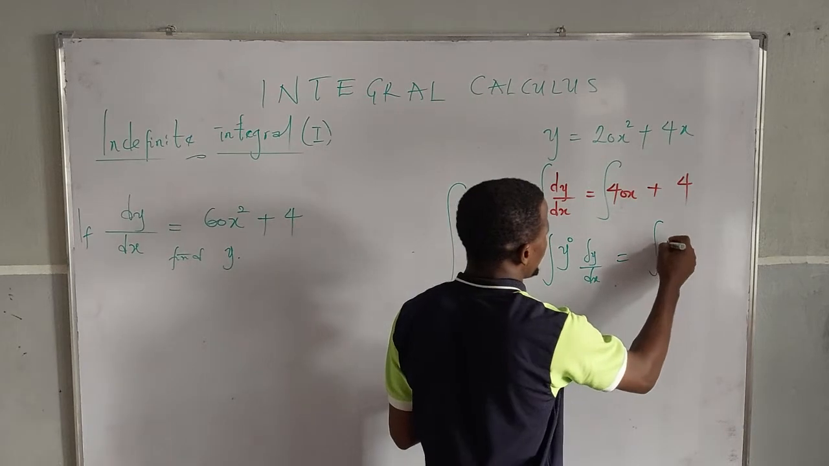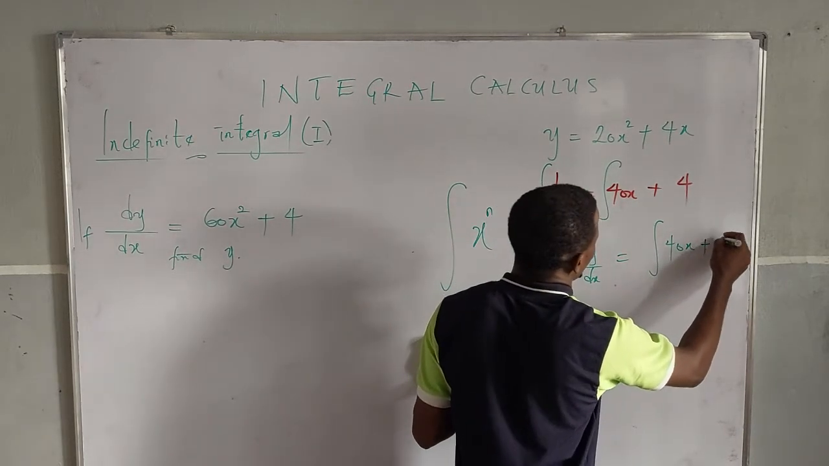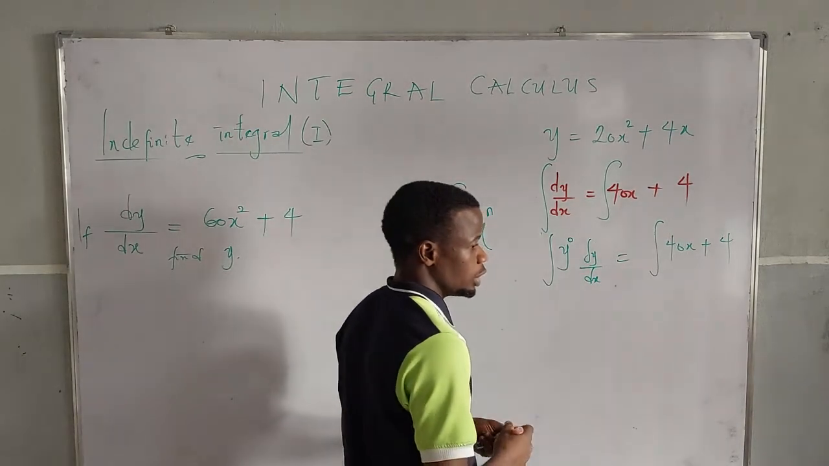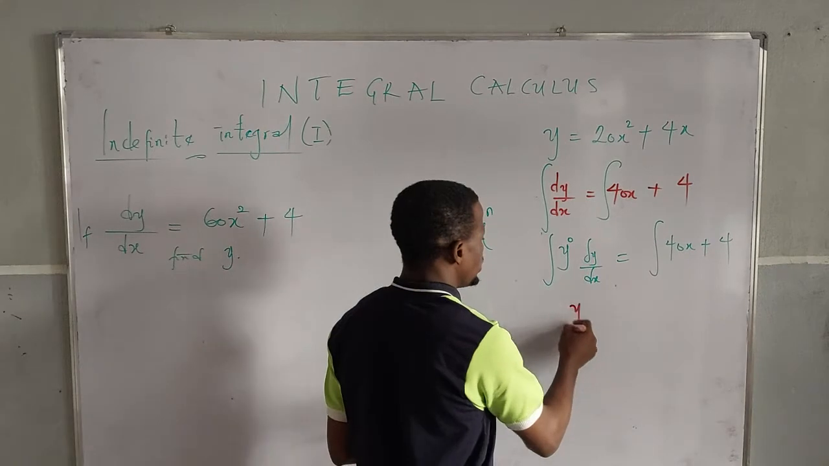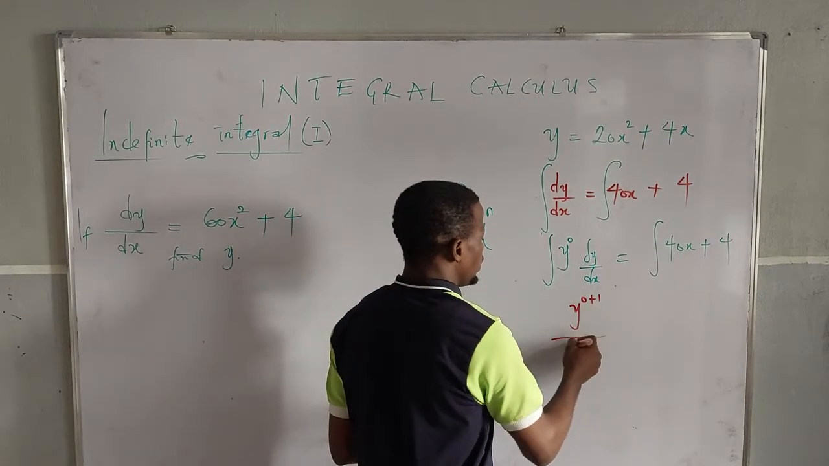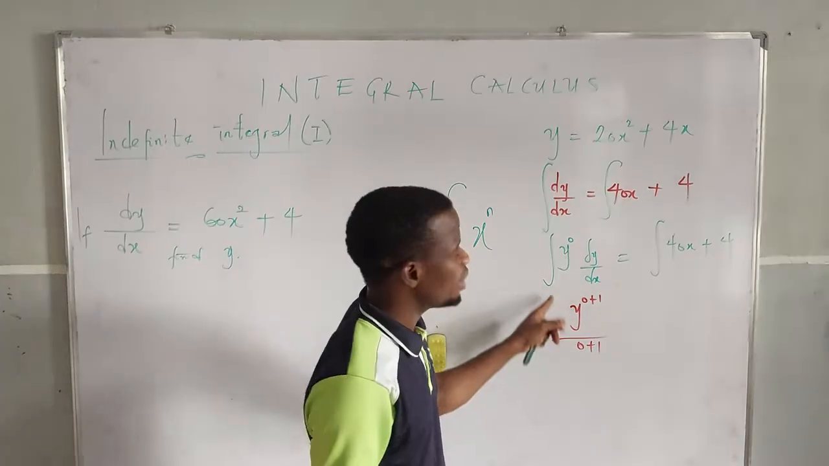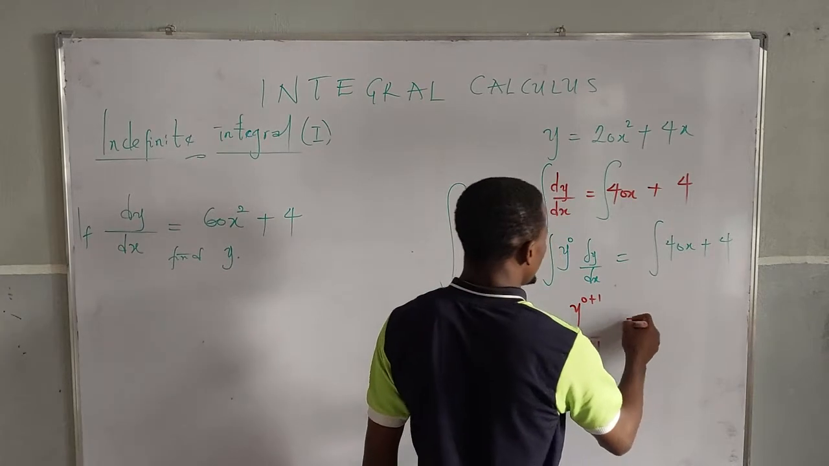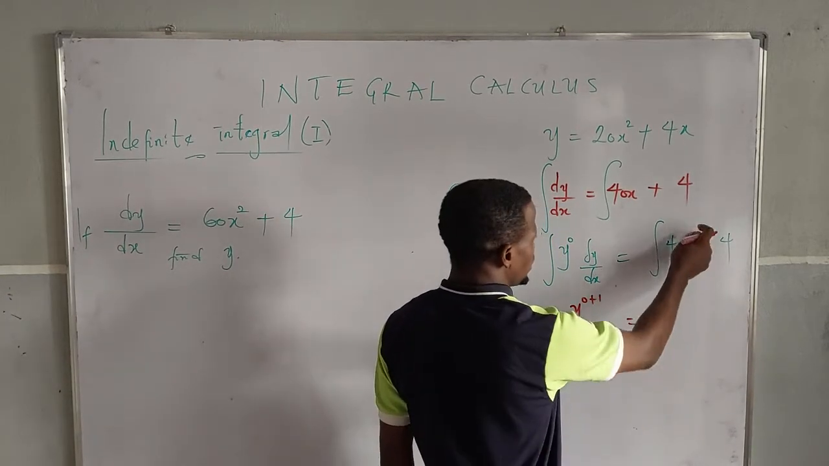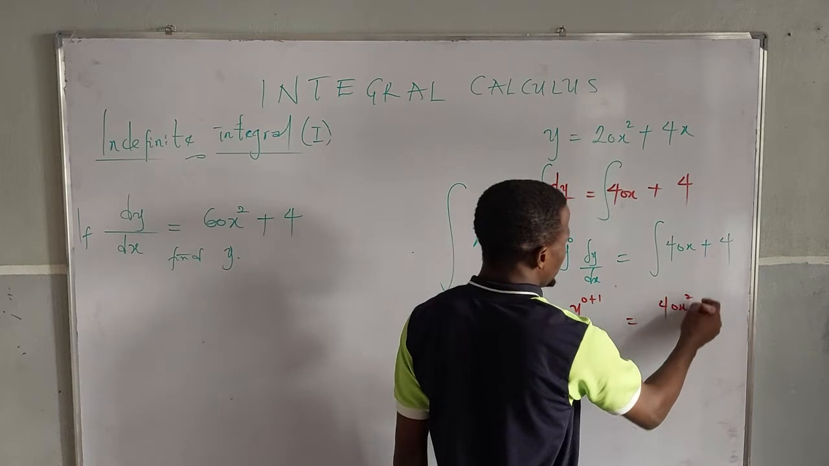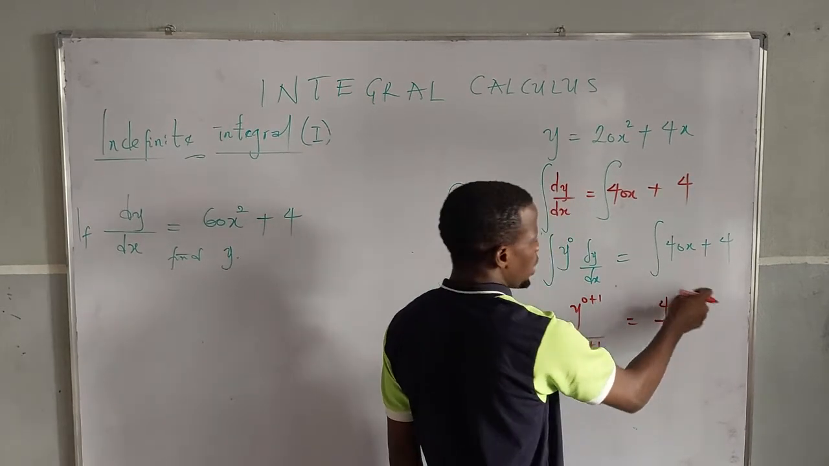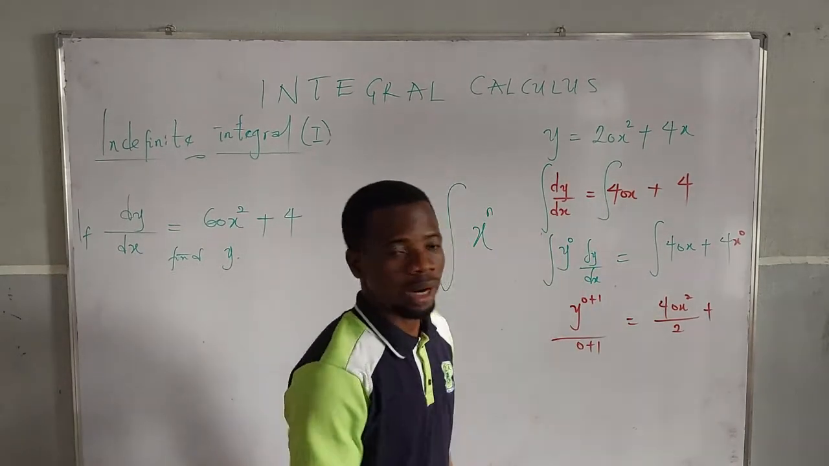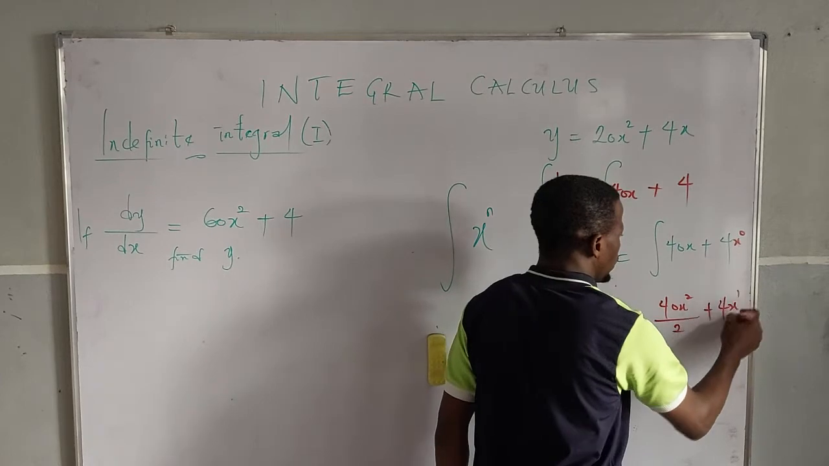Then we have the integral of 40x plus 4. What will this give us? I'm going to have y raised to the power 0 plus 1 divided by 0 plus 1, following the rule that whenever you integrate, you increase the power by 1 and divide everything by the new power. Integral of this: increase the power by 1, we have 40x squared divided by the new power, which is 2, plus 4. This is like x raised to the power 0, so we have 4x raised to the power 1 divided by 1.